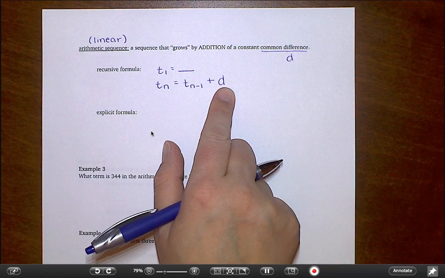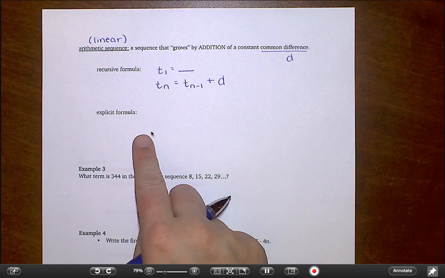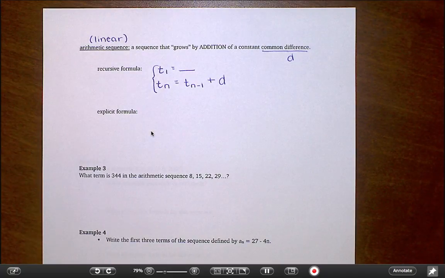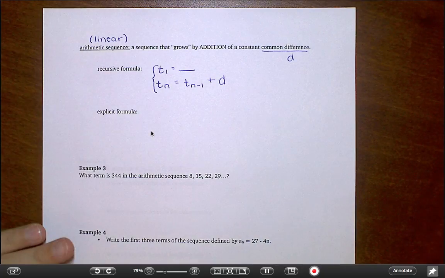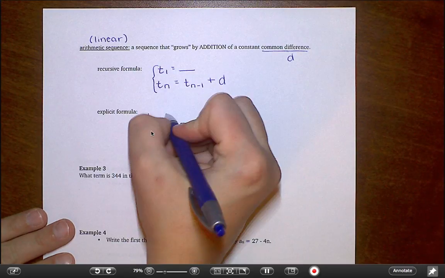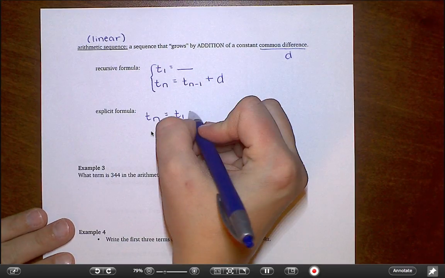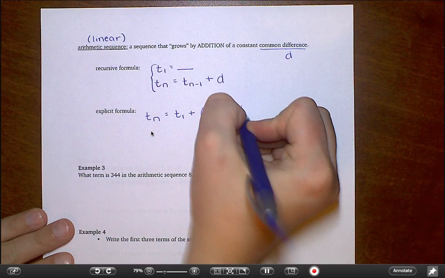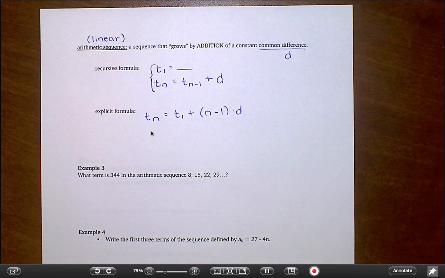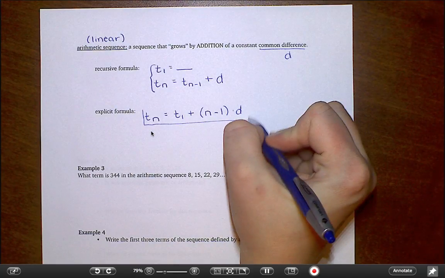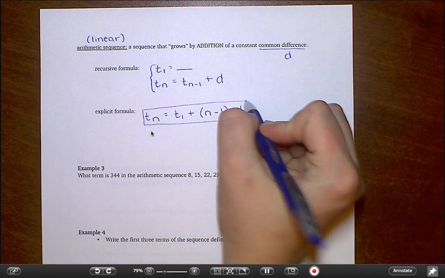Now, for the explicit formula here, there's kind of 2 ways to think about it. What I did on the previous page was I just sort of reasoned through it, but there is technically a formula for this. The explicit formula is always found by taking, whoops, that should be term n. If you take term 1 and add n minus 1 times d. Okay? That might seem arbitrary. If you're going to memorize this as a formula, this is the thing you need to know. But let me show you what happens here.